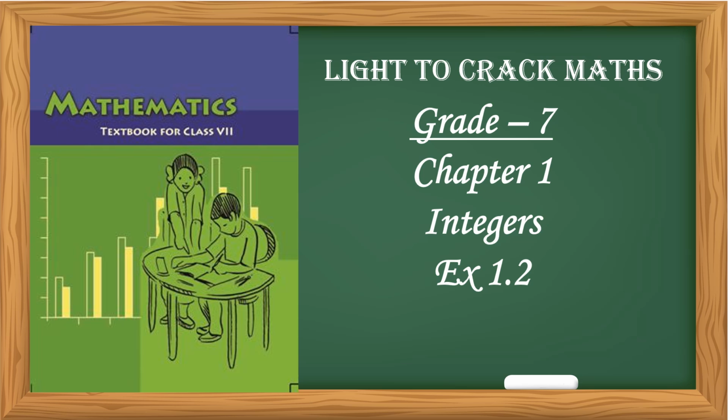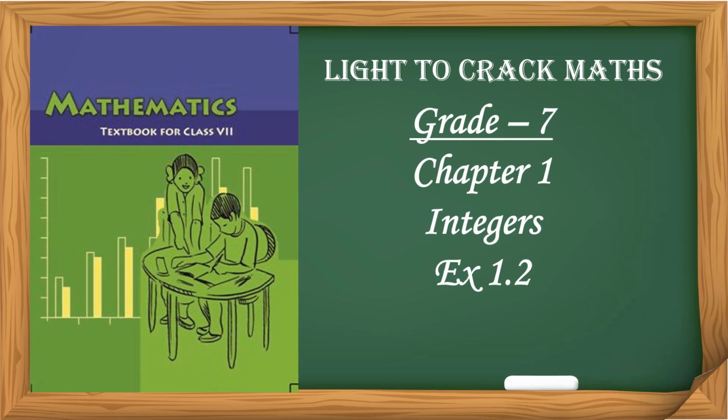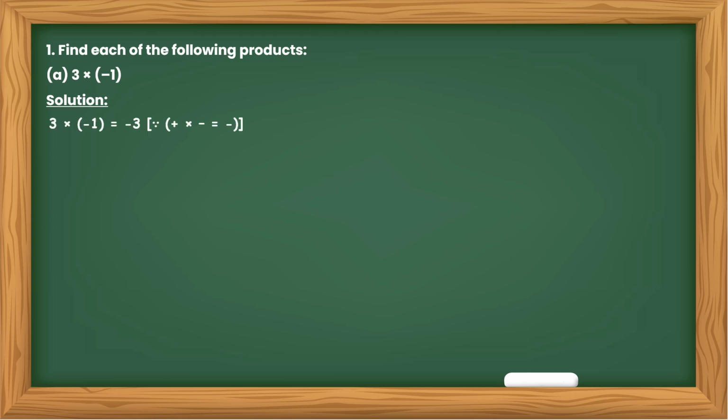Moving on to the first question. Find each of the following products. The A question is 3 into minus 1. So 3 into 1 is 3, right? The sign for 3 is plus. So plus into minus is minus. So our product would be minus 3.